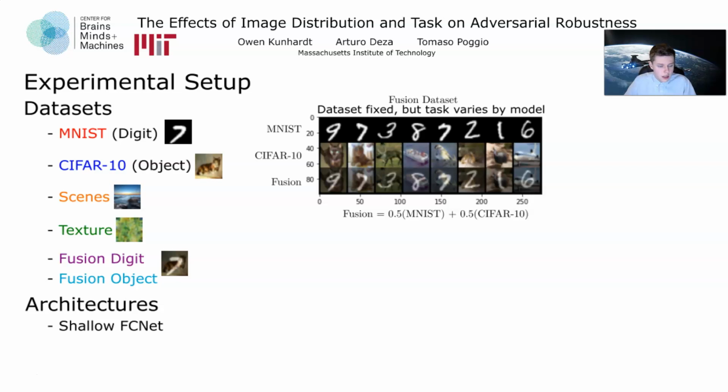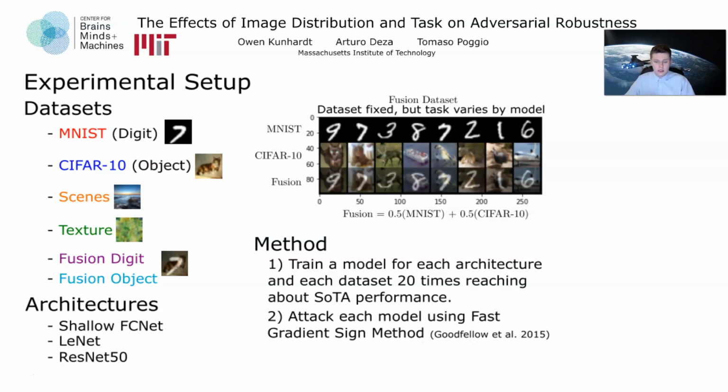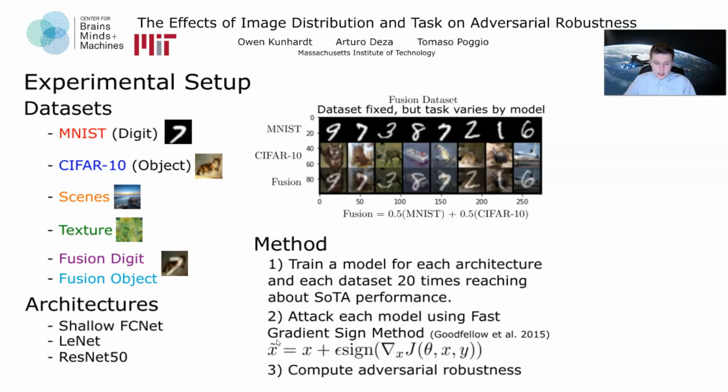The architectures are a shallow fully connected net, LeNet, and ResNet 50. Our method is we train a model for each architecture on each dataset 20 times, reaching about state-of-the-art performance. And we attack each model using the fast gradient sign method, which is a method to generate adversarial images. Here's how the procedure works. We have some base image, say from our test set, and then we carefully find noise that increases the loss. We scale that, usually so a human wouldn't notice a difference. We add that to the base image, and that's how we get the adversarial image. We then get the accuracy of models on these adversarial images, and from there compute the adversarial robustness.